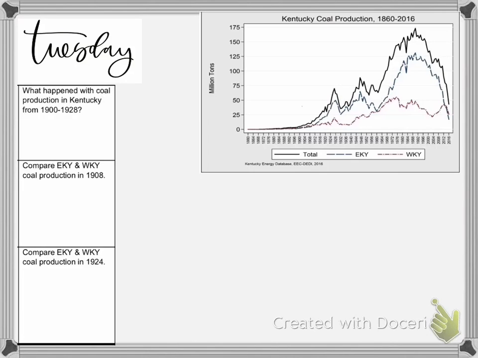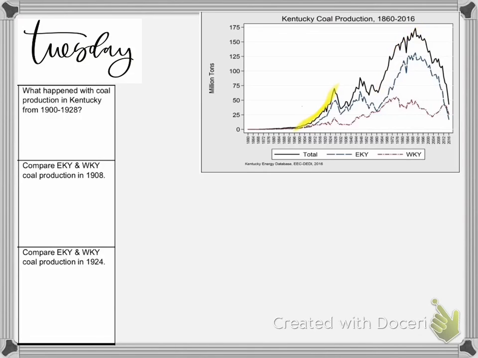So I want to look at this graph from 1900. I'm going to kind of highlight this a little bit. From 1900 to 1928. So look at that. We see a significant increase in coal production from 1900 to 1928. We see another significant increase from 1960 to 1992. And we see another one, but to answer the question, between 1900 and 1928 is when we begin to see a significant increase in coal production.